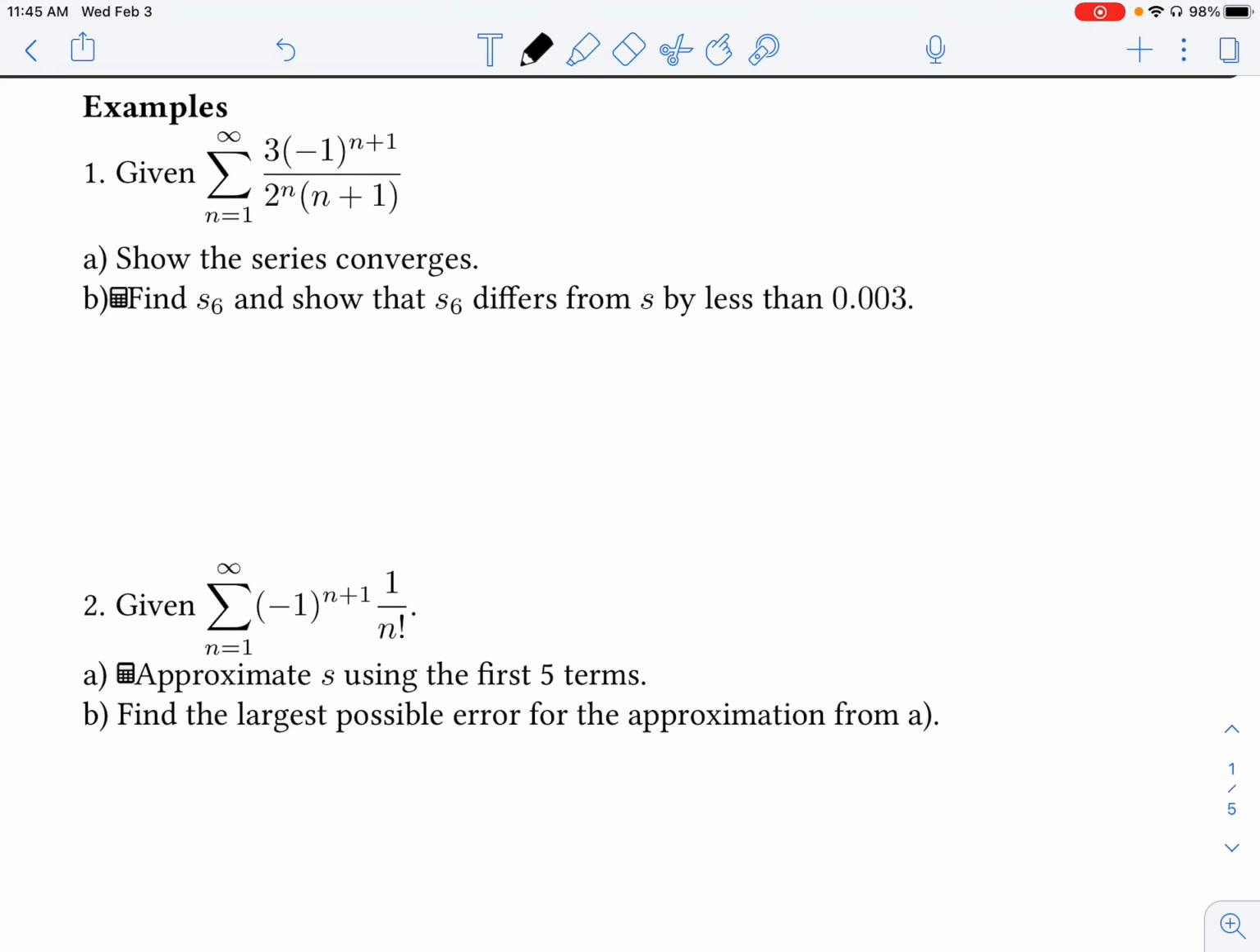So let's start with this first one. The first thing that we're going to do here is show that this series converges.